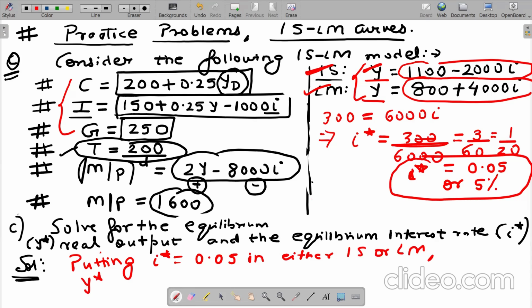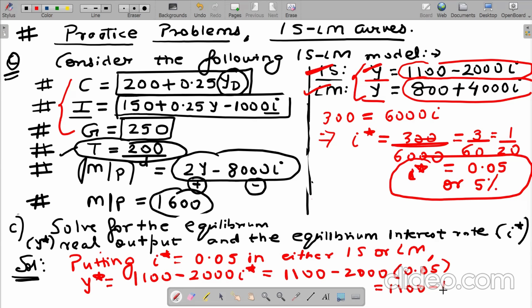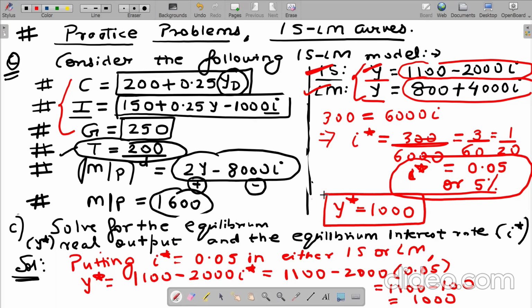So Y star is going to be 1100 minus 2000 I star. Put in the value of I star, guys. I star is 0.05. This is going to be 1100 minus 100, which is 1000. So my Y star has come out as 1000. Students can verify this. My equilibrium interest rate has come out as 5%. My equilibrium output has come out as 1000. So hoping all students have understood this.